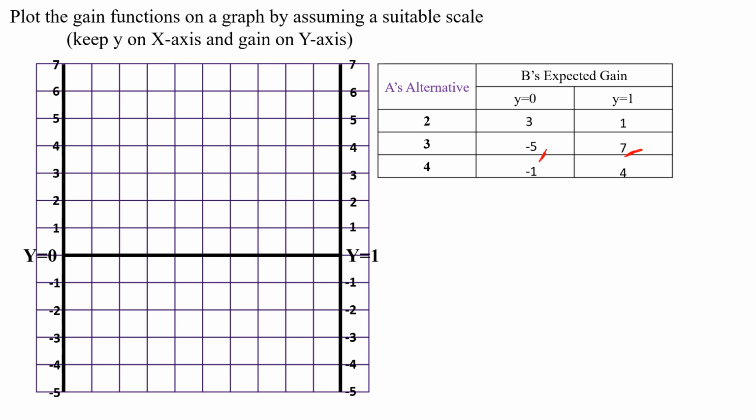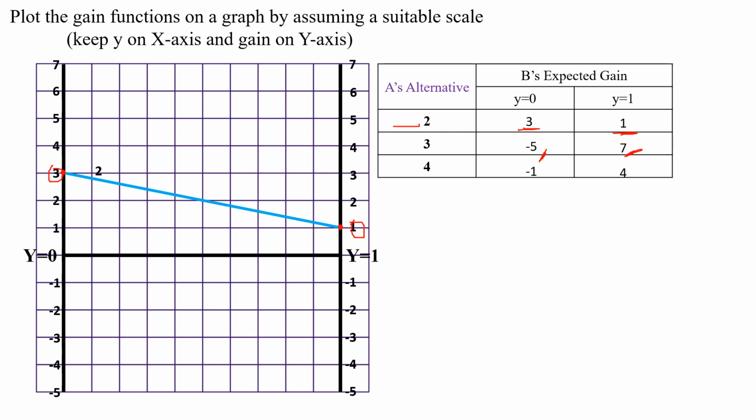So next, mark the gain values for the second strategy. The gain values are 3 and 1. When y equals 0, the gain value is 3, and when y equals 1, the gain value is 1. So mark the 3 and 1. Then join these two values by a line. So this is the line for the second strategy.